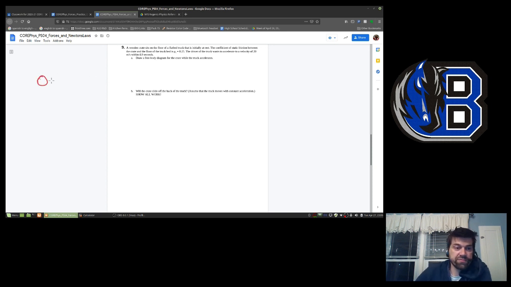So, truck. It's a pretty good drawing of a truck, right? Crate. Right? The truck wants to drive. But we're doing a free body diagram for the crate. Gravity. And normal force, otherwise it would accelerate into the bed. And then there's a friction force.